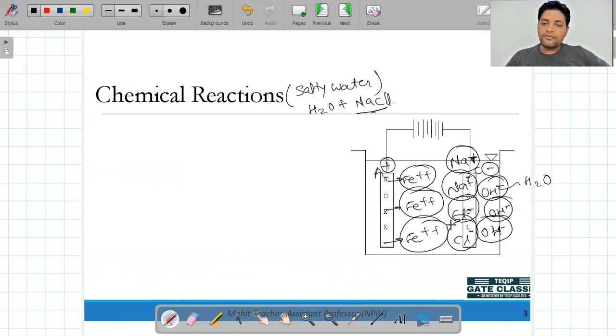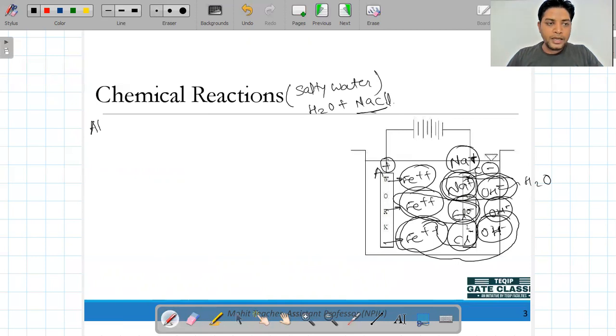Now when it releases the Cl- ions, there is a possibility that they can react with the Fe++ ions. If it releases the Na+ ions, then there is a possibility that they can react with OH- to form NaOH. There is a possibility that Fe2+ is already there and OH- can be formed. So these are the possibilities.